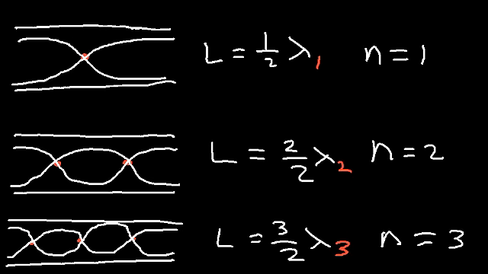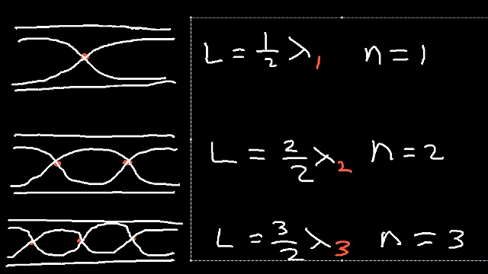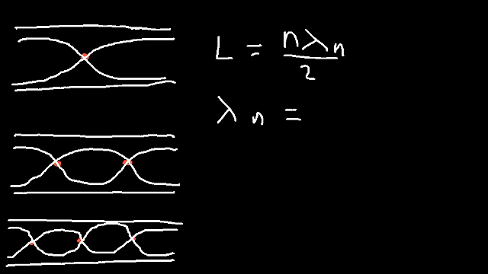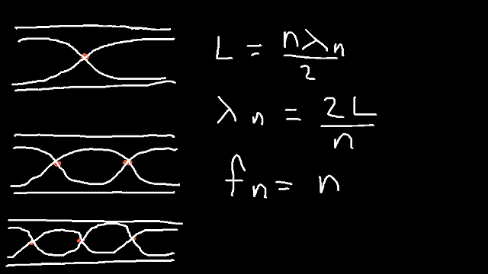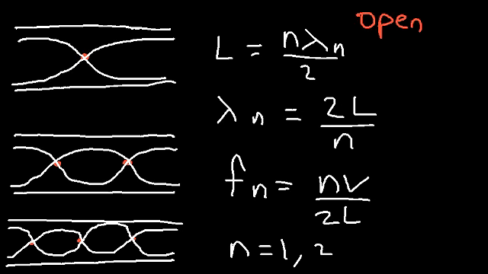So we can write a general equation for L, just like we did before for the standing waves. We can say that L is n times the wavelength divided by 2. And if we want to solve for the wavelength, it's going to be 2L divided by n. And the frequency, Fn, is going to be nv over 2L. So for a pipe that's open at both ends, the equations that we've used for standing wave patterns apply to this as well. n could be anything. It could be 1, 2, 3, 4, and so forth.